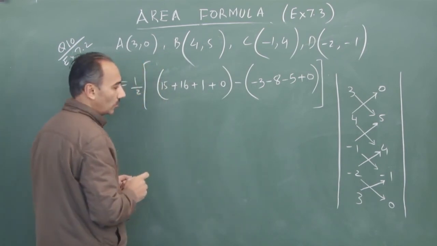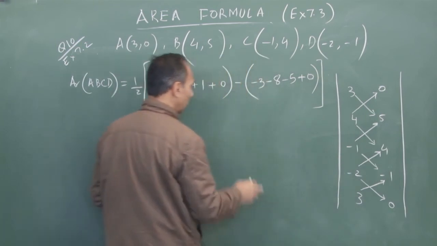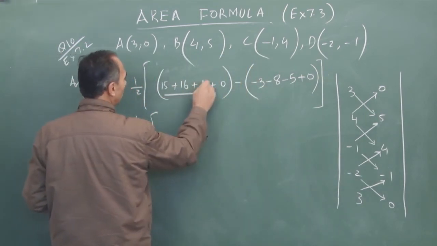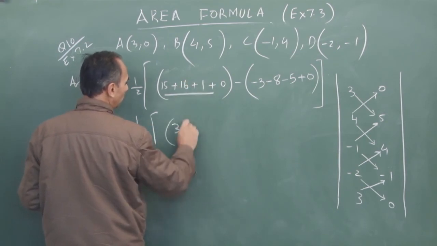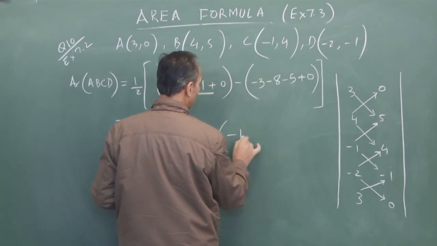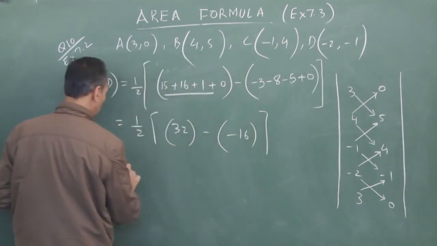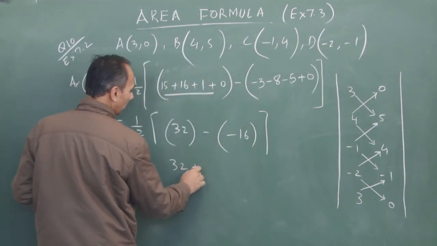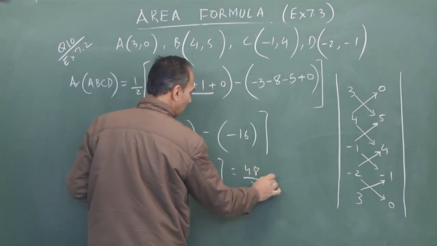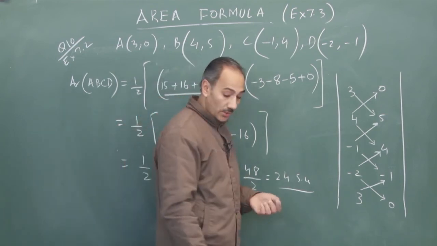So this is the area of a quadrilateral, in fact, a rhombus here. A, B, C, D, again A. Now simplify this. This is 1/2 of 15 plus 1 plus 16 plus 0, that's 32, minus the negatives 3, 8, 5, that's minus 16. So that's 1/2 of 32 plus 16, that is 48 upon 2, that is 24 square units. So the area of this rhombus is 24 square units.